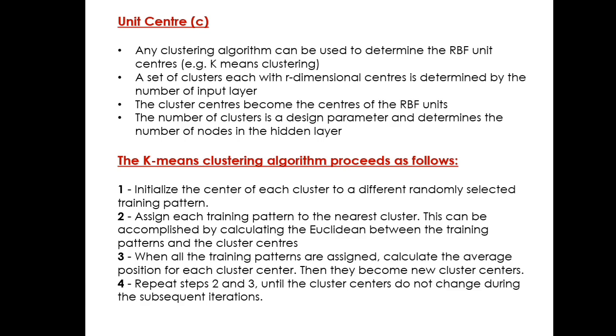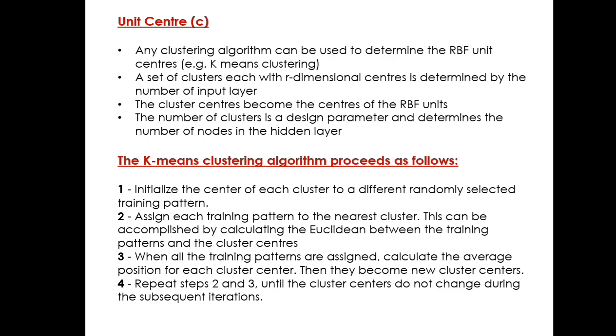RBF neural networks are conceptually similar to k-nearest neighbor models. The basic idea is that the predicted target value of an item is likely to be about the same as other items that have close values of the predictor variables.